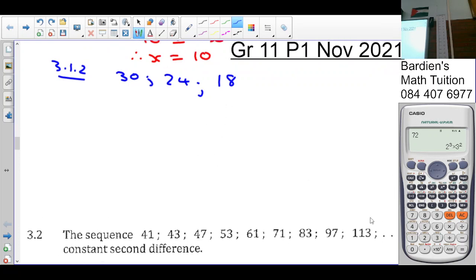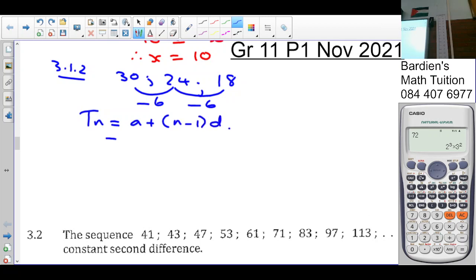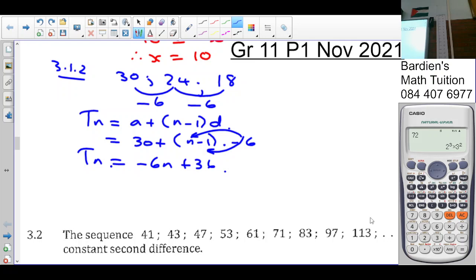Alright, so I move from one term to the next by subtracting 6. The general formula is Tn equals a plus (n minus 1) times d. Your a value of course is 30, plus (n minus 1) times negative 6. So that's going to give you negative 6n plus 6 plus 30, which is plus 36. There's my general term.